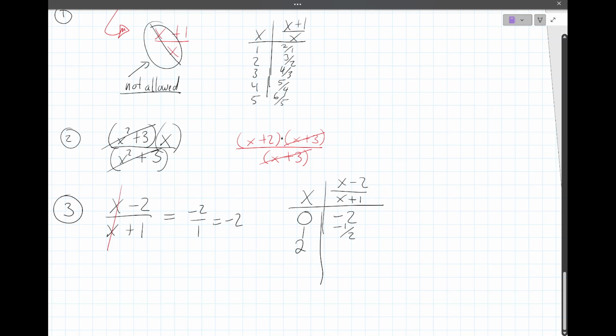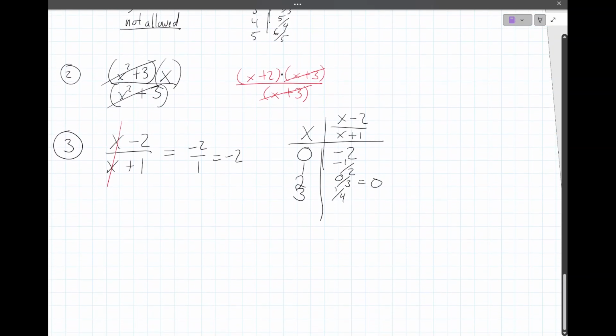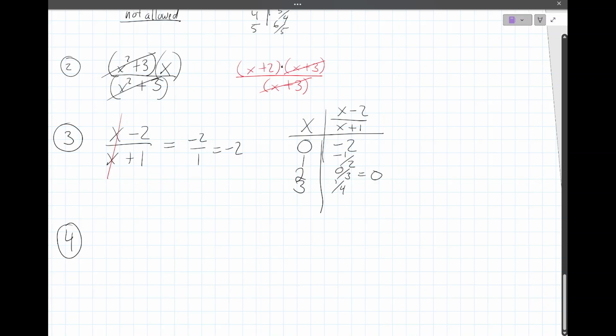Oh, as soon as my values for x change, this changes. 2 minus 2 is 0, 2 plus 1 is 3, 0 over 3, that's just 0, right? As soon as we have changing values for x, we need to check for factors. 3 minus 2 is 1, 3 plus 1 is 4, this would be 1 over 4, right? So you can see why that's a common error. Those are changing numbers.